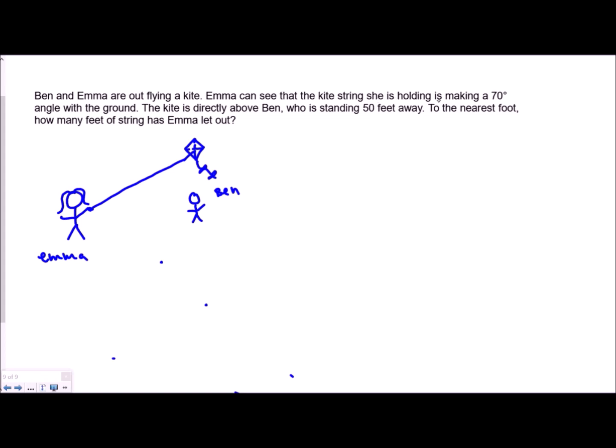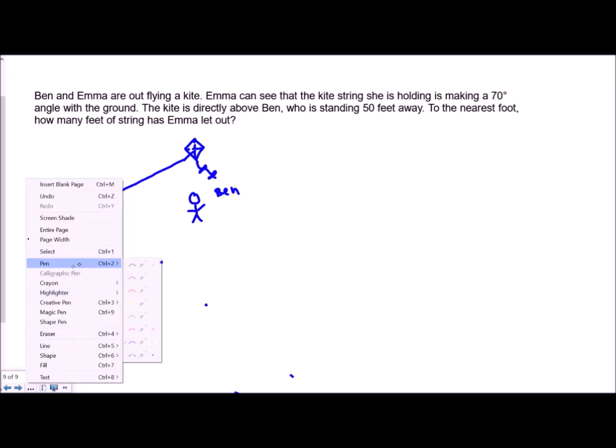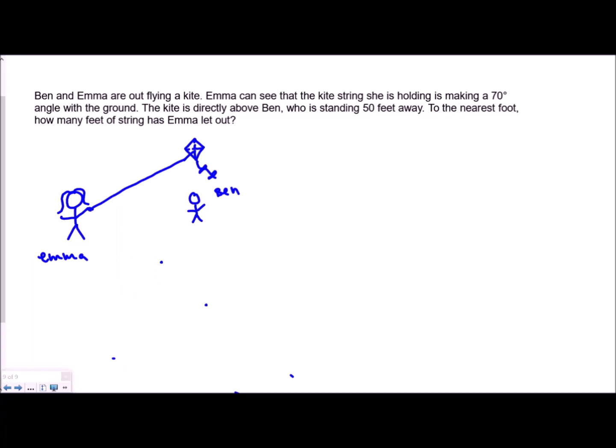All right. Ben and Emma are flying a kite. Emma can see the kite string she's holding is making a 70-degree angle with the ground. So right here, now this isn't the ground, but it's parallel to the ground, so we're going to consider it to be the same thing. Okay, 70 degrees right there.